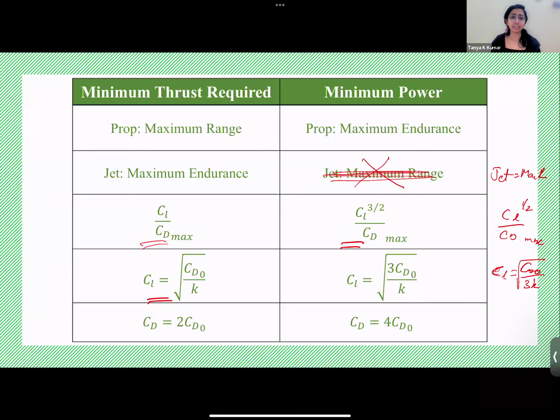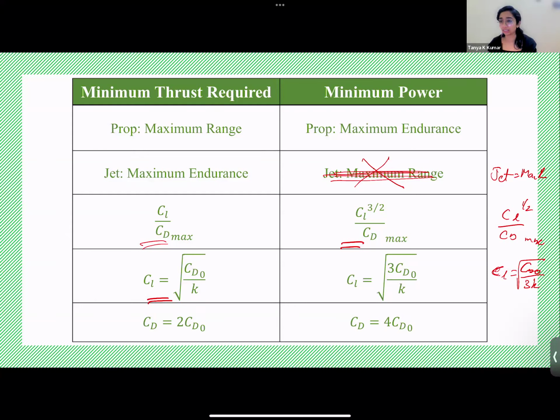Just the CL, CD, you can obviously plug into your drag polar and find out at any point. Just remember the CL conditions. All right. So why do you think there is this difference in propeller and jet driven? Why are the conditions almost reversed? Why is there a difference?